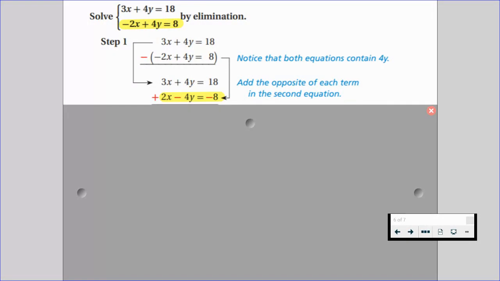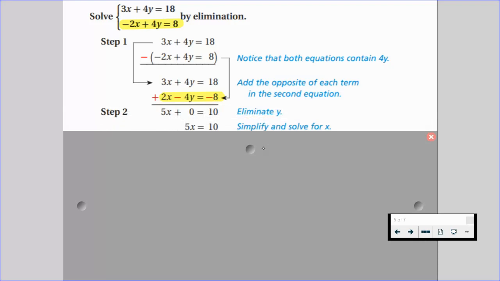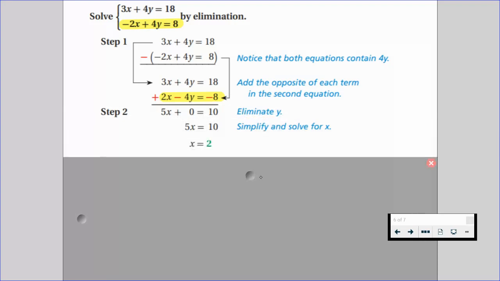So we really multiplied by negative 1 in that bottom equation because now we have opposite terms, positive 4y in the top equation and negative 4y in the bottom. And now we can eliminate y, and we get that x is equal to 2. And likewise, as we always do, once we find the value of one variable, we can't stop.